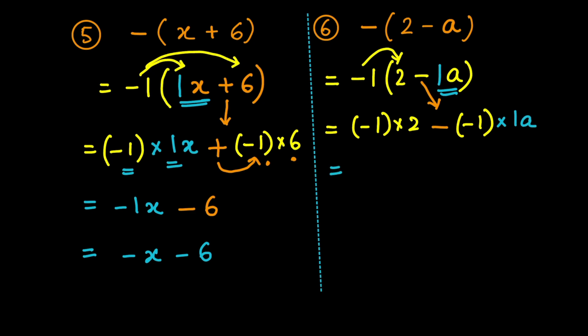Now this is minus 1 times 2, so it will be minus 2. Here we see this minus times minus, so this becomes plus, and when we multiply 1 times 1a, it will be 1a. So we write the final answer, so minus 2 plus 1a is same as a, so this will be the final answer then.